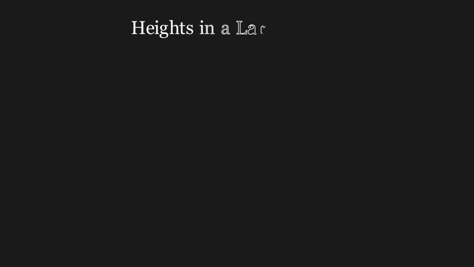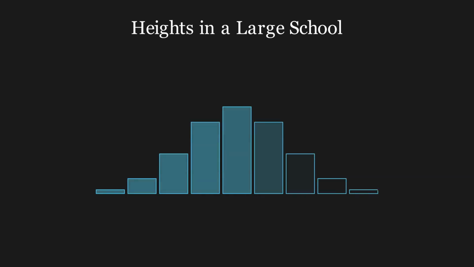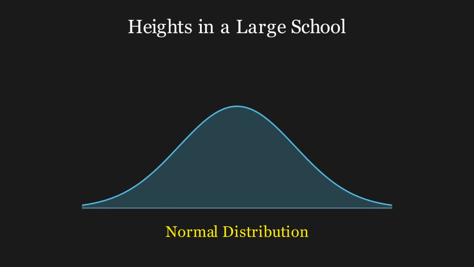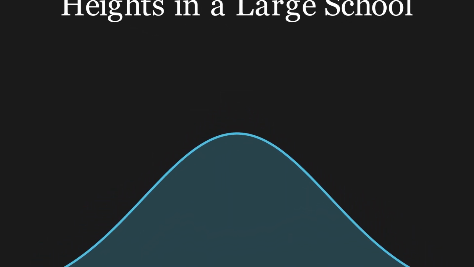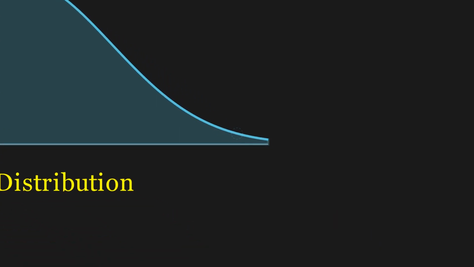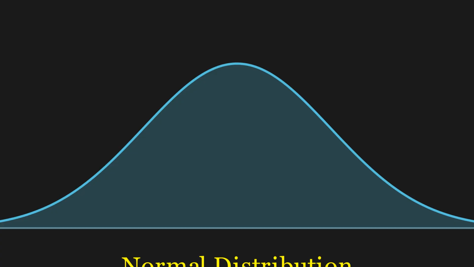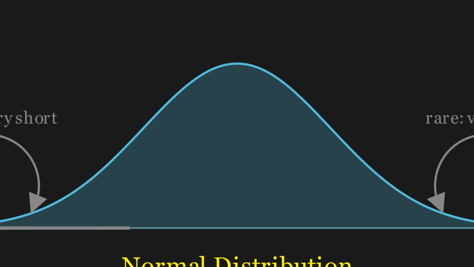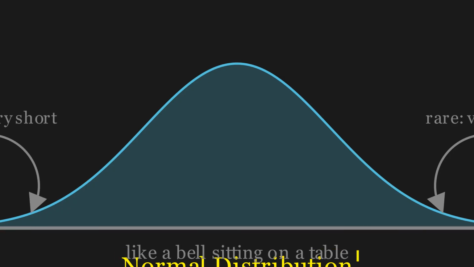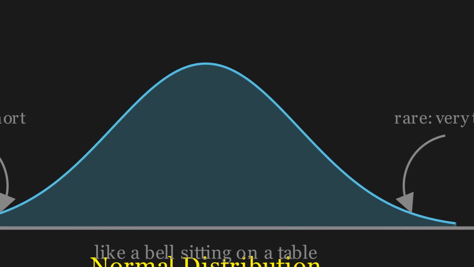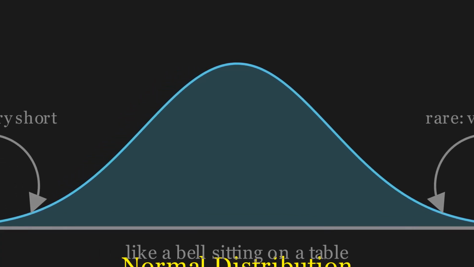Here's the everyday picture to hold on to. Think about the heights of everyone in a large school. Most people cluster around average height. A few are noticeably taller, a few are noticeably shorter, and almost nobody is extremely tall or extremely short. If you plotted every single height on a graph, you'd get a hump in the middle that tapers off evenly on both sides, like a bell sitting on a table. That bell shape is called a normal distribution. It's just a way of describing data where most values sit near the middle and fewer values sit far from it, symmetrically on both sides.